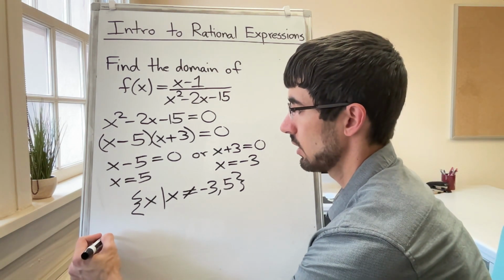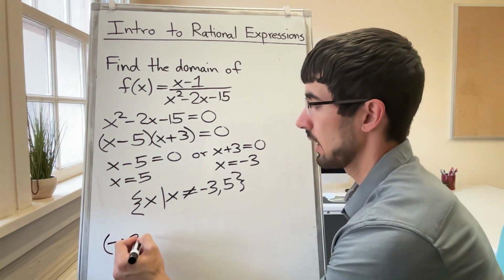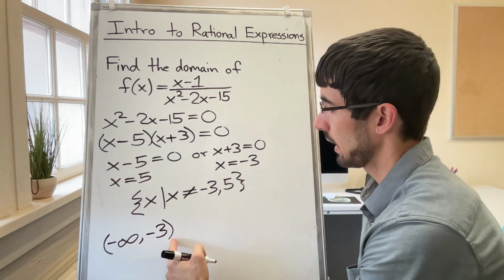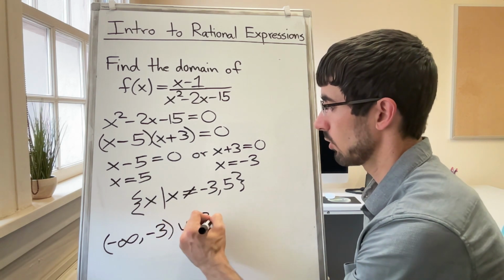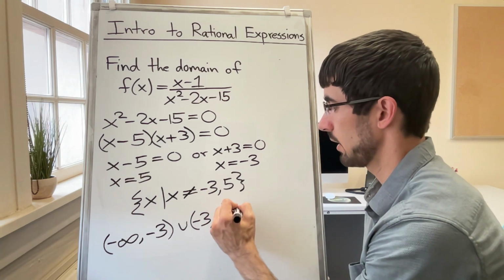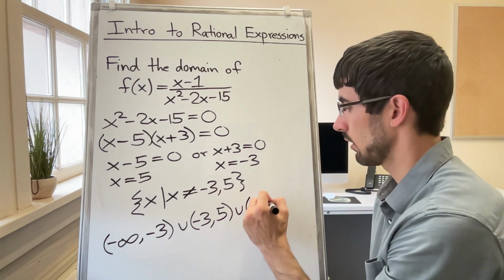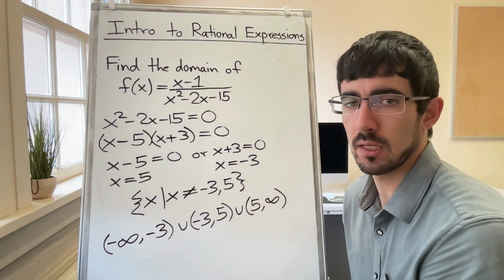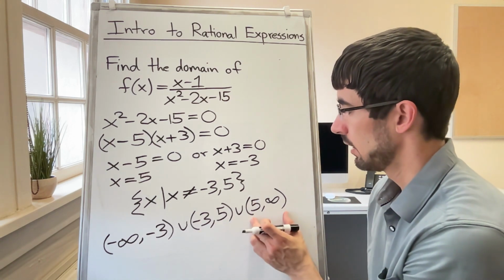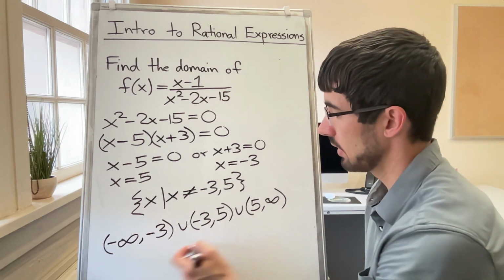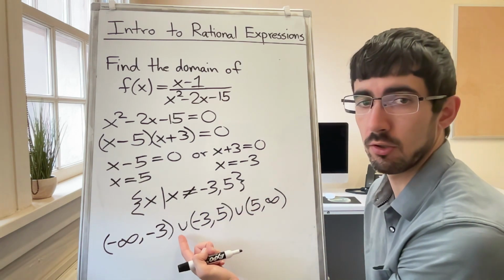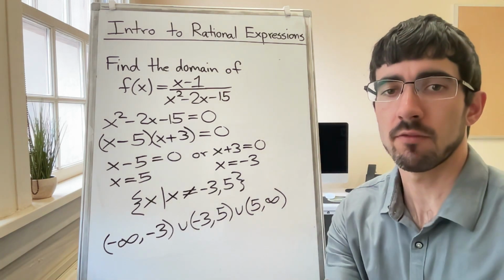In interval notation, we imagine a number line beginning at negative infinity, working up to negative 3. But we can't include negative 3, so we skip over that number. Anything between negative 3 and 5 is allowed in the domain. We skip over 5, and anything greater than 5 is allowed in the domain. So this is everything less than negative 3. This is everything between negative 3 and 5. This is everything larger than 5. And all of this together makes up the domain. This is the interval notation way of showing we exclude negative 3 and 5 from the domain.